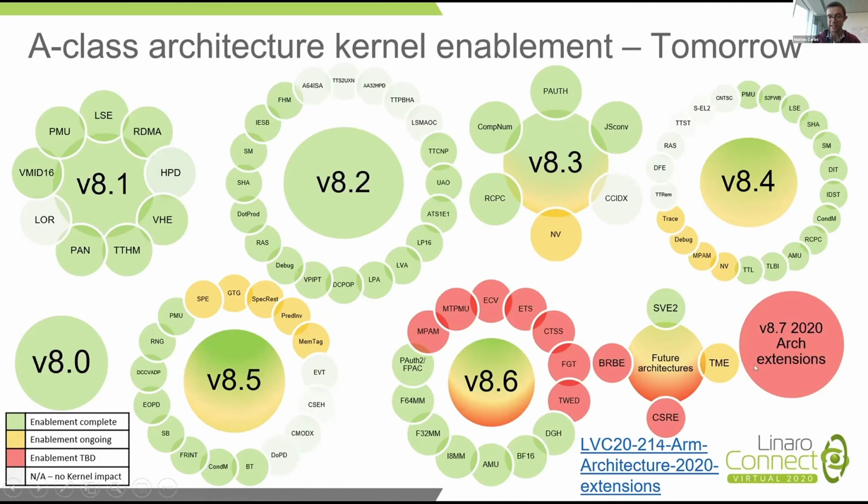The 2020 extensions also come with a couple of features which do not fall into the 8.7 nomenclature. Martin will explain everything tomorrow, but they are marked as future architectures. One is CSRE, call stack recorder extension, and the other is BRBE, branch record buffer extension. Again, please do join Martin's session tomorrow to know more about those.